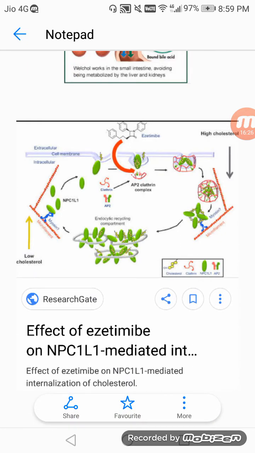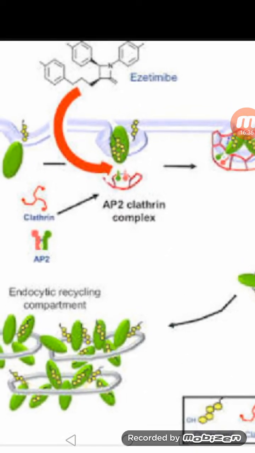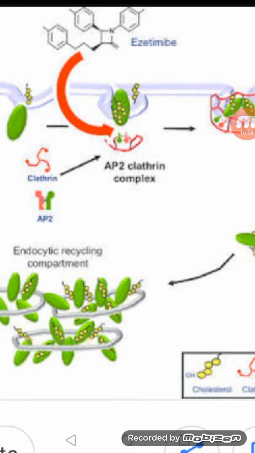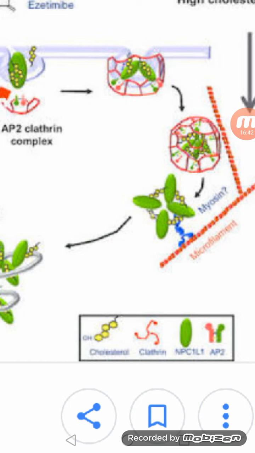The fourth and last was Ezetimibe. You can see the effect of Ezetimibe on NPC1L1 mediated internalization of cholesterol. So you just have to remember in this diagram, this green thing is NPC1L1 protein, and these yellow fragments are cholesterol. So there are many steps which happen in between. A lot of complexes are formed, and this is quite complicated, like clathrin mediated. Then there is AP2 protein which also has a part in this, and then it is transported with the help of myosin, microfilaments, all that finally.